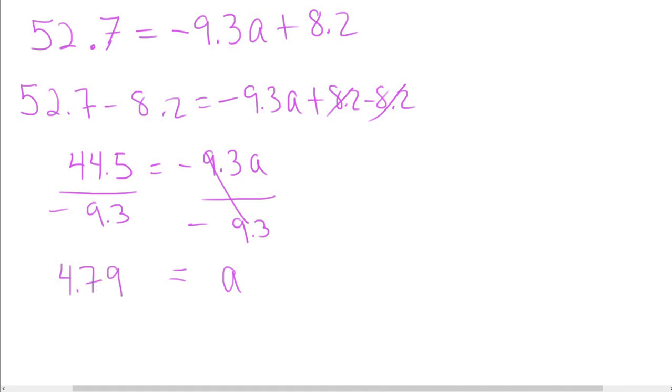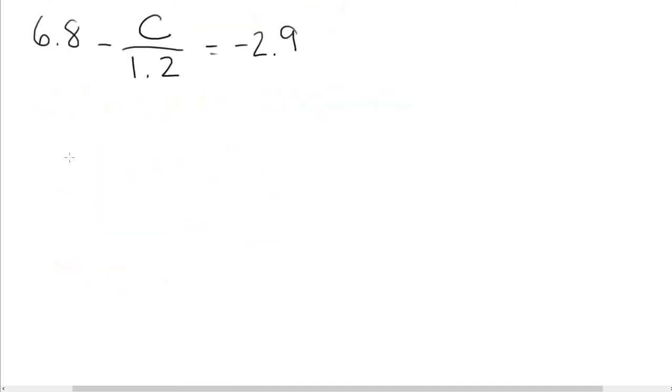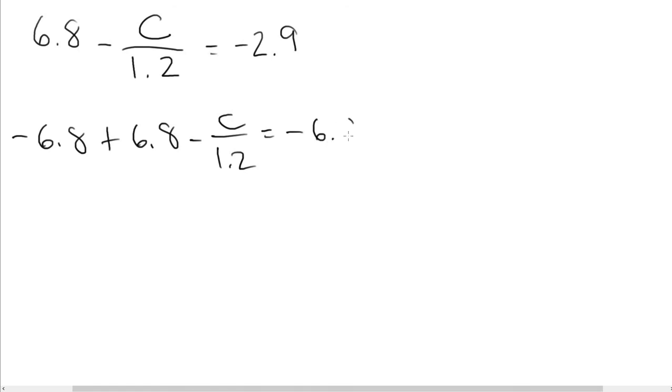So let's look at the following. But first, it would be a good exercise if you back check that and see for yourself if that answer is correct. So we have 6.8 minus c over 1.2 equals a negative 2.9. Let's subtract off this 6.8. Negative 6.8 plus 6.8 minus c over 1.2 equals a negative 6.8 minus 2.9.